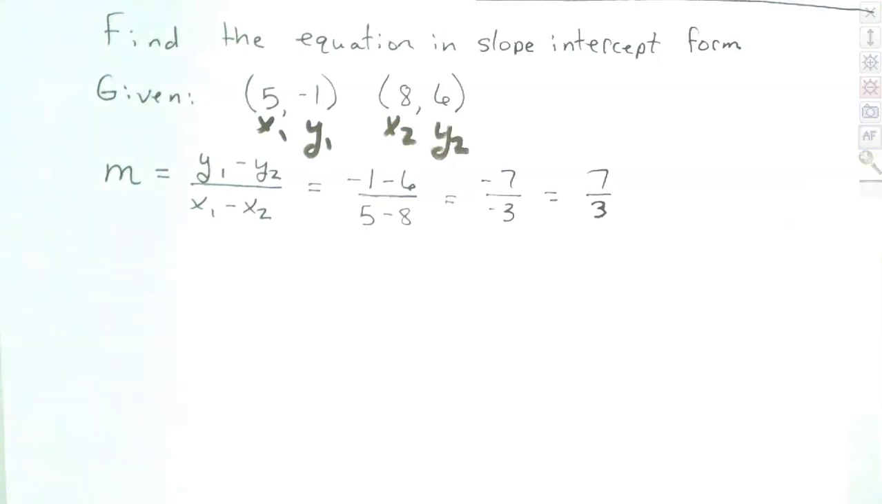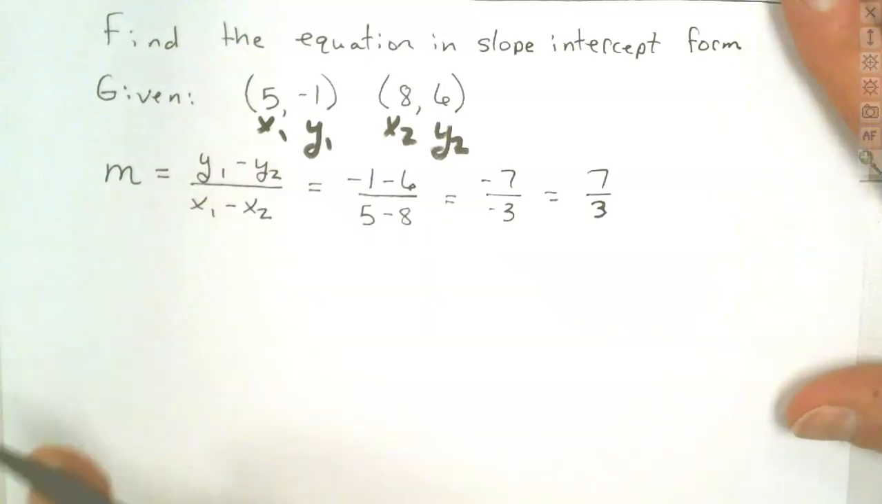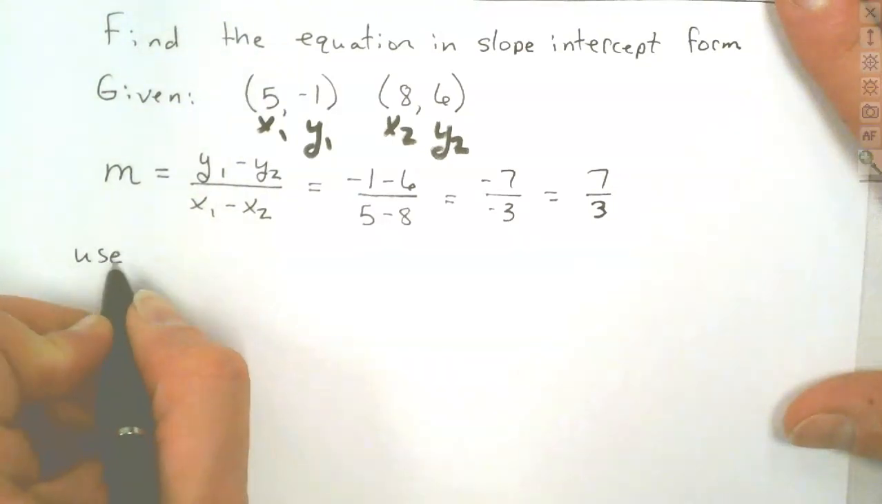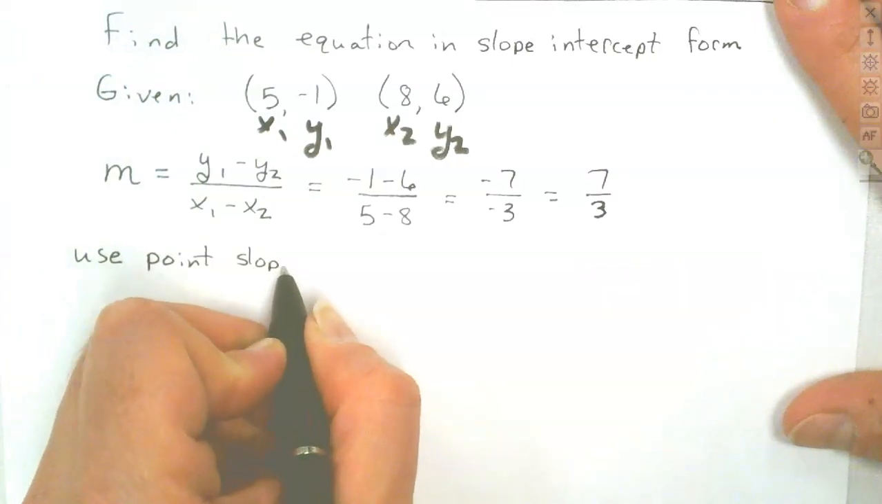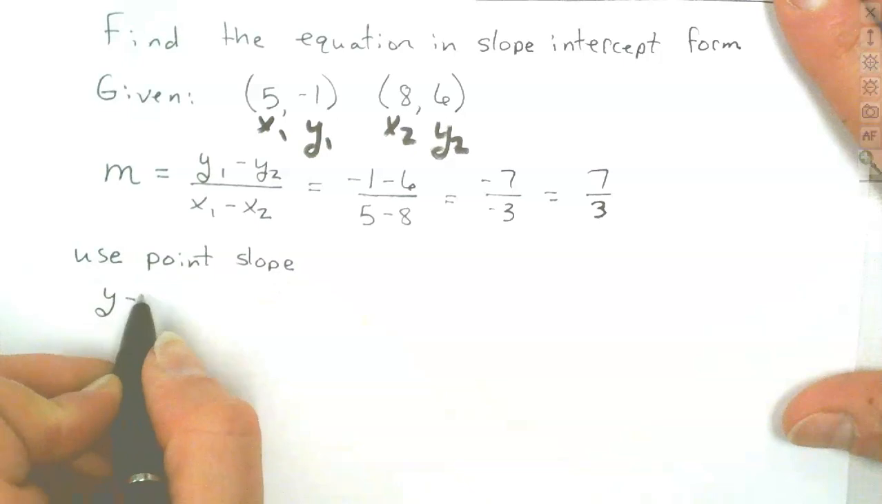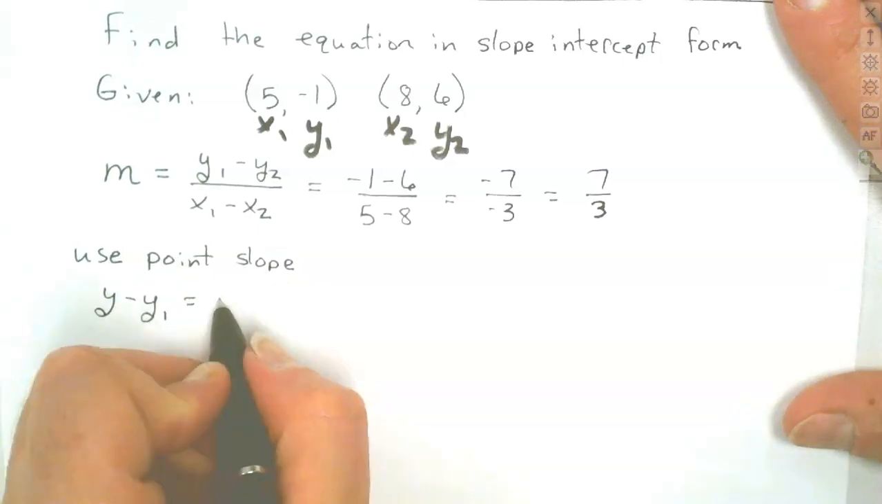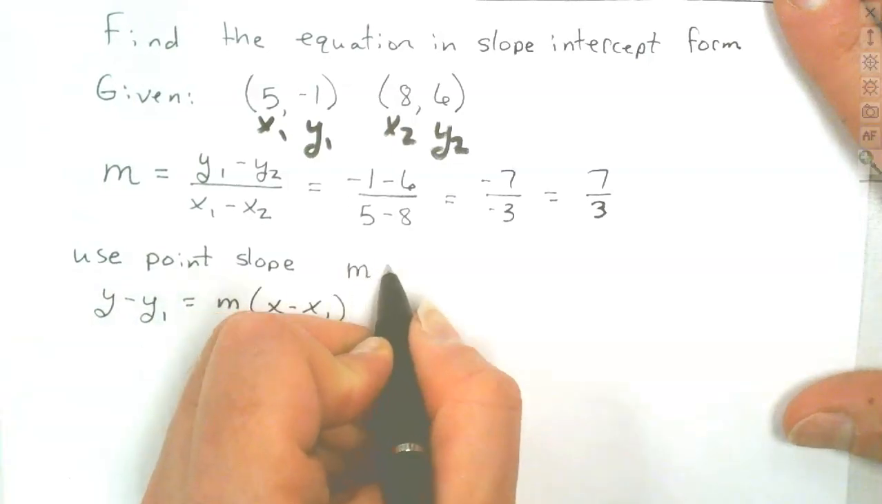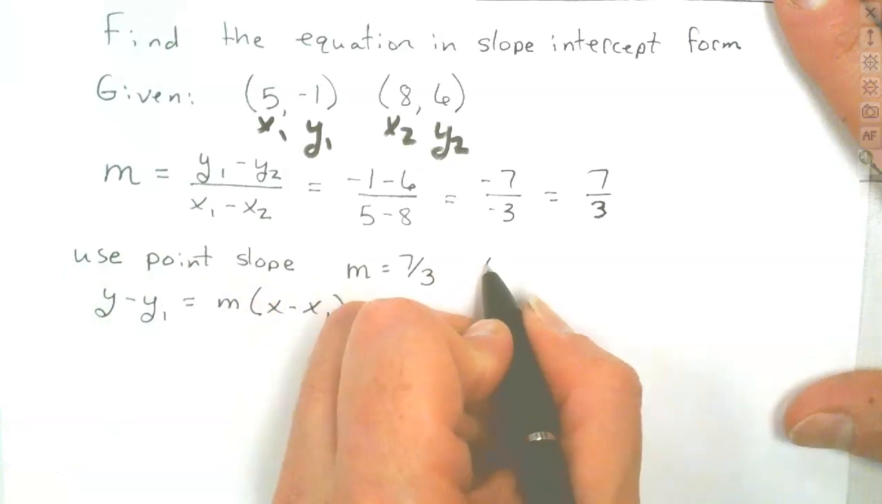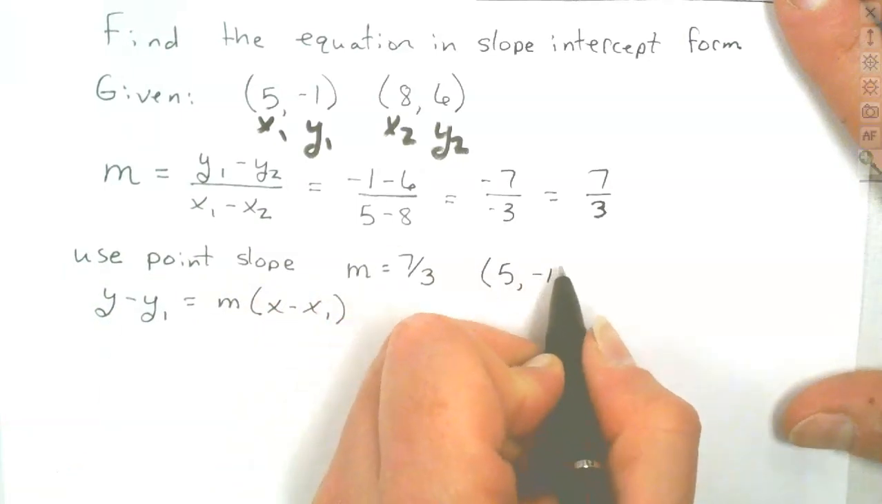Now we've got a slope, and we can use either one of those points. It doesn't matter. I usually just use the first one. So let's go ahead and apply that first point there with our slope. So now we're going to use point slope. And that is y minus y1 equals m times x minus x1. Our slope is that 7/3, and our point is that 5, negative 1.